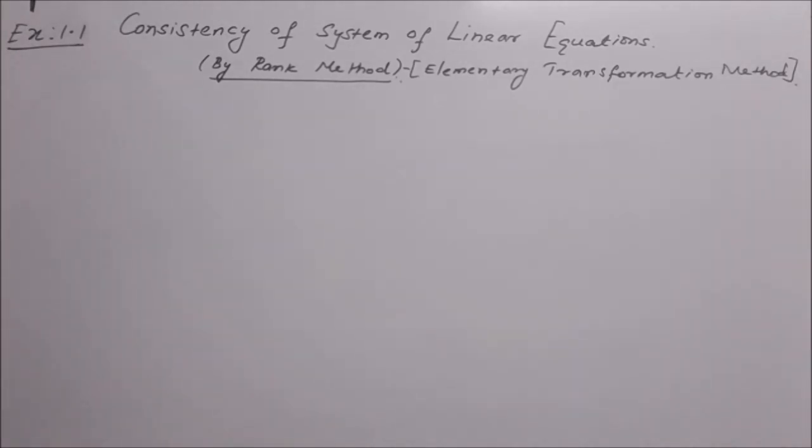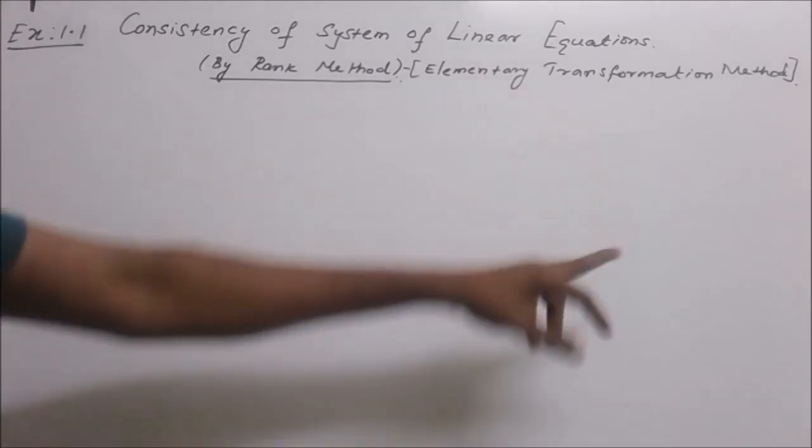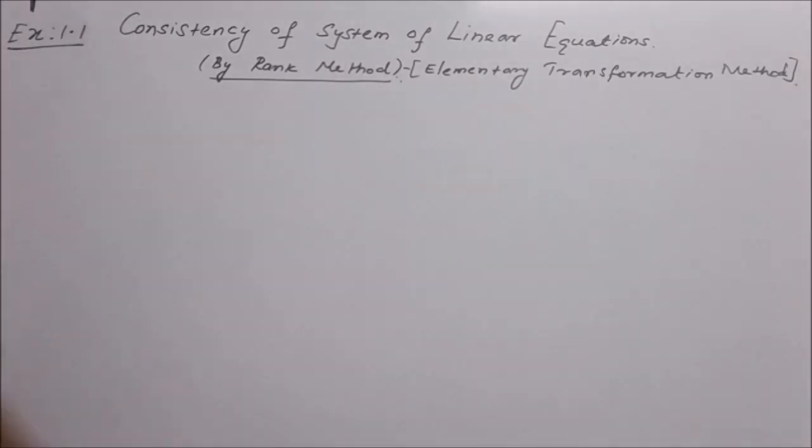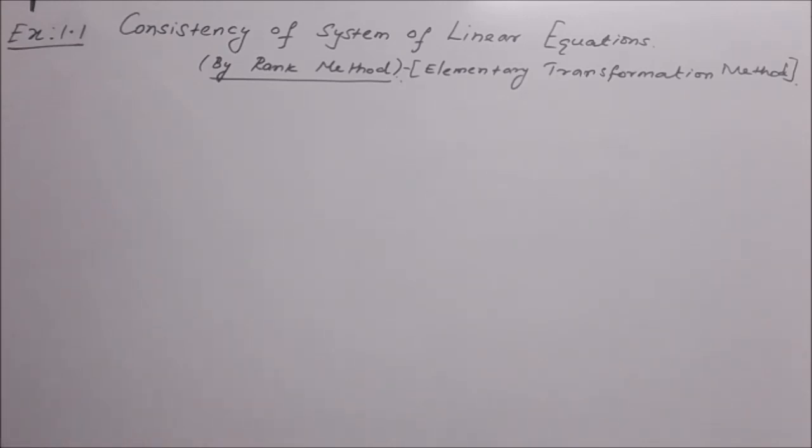Now the next topic, consistency of system of linear equations. In the rank method we are using the elementary transformation method. What does it mean, consistent? Consider two lines in a plane. If we consider two lines in a plane, it may be in three different ways.